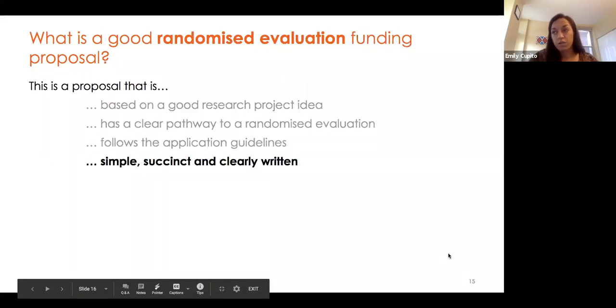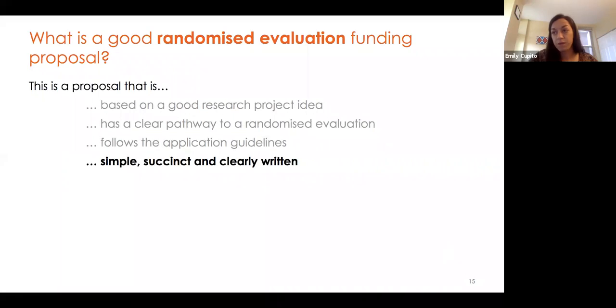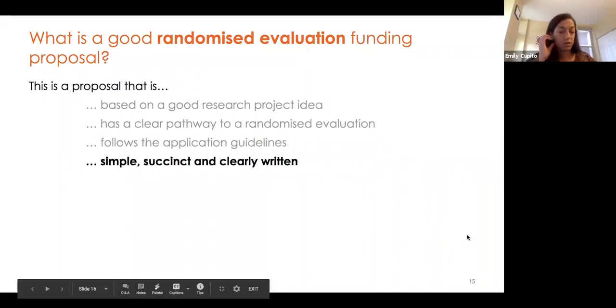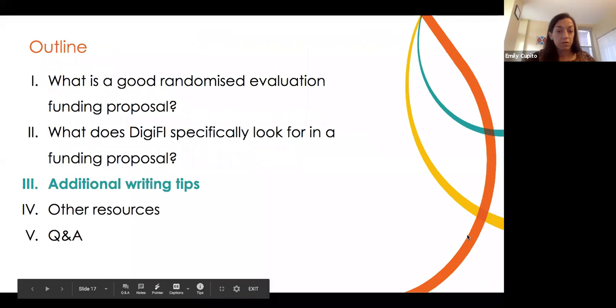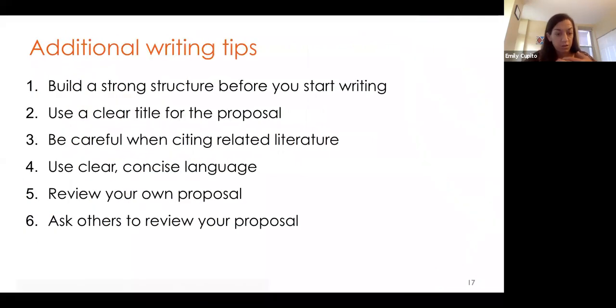Great, now I'll share some broad tips about writing in this next section. I have 6 tips about how to write good proposals. Many of these tips are broadly about writing. I'm sure many of you on this call would have additional tips for each other as well. So this is the summary of the 6 tips, but we'll go through them one by one.